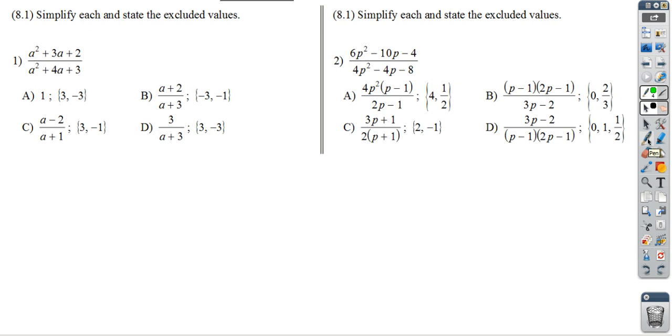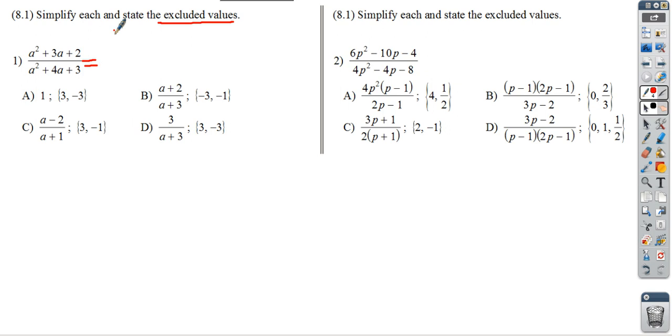Alright, so for these types of problems, for number 1 and 2, what you need to do is see if there's anything that you can factor, and then once you factor it, you'll be able to cancel things out. The other thing is when they say excluded values, that refers to things that would cause the denominator of a fraction to be 0. Those are excluded because you can't divide by 0.